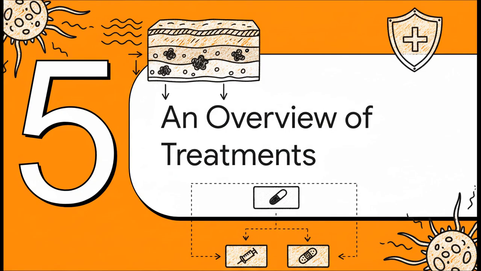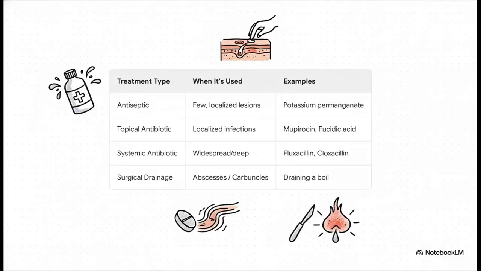So after all of that rather scary information, how are these infections actually managed? Well, the treatment strategy really depends on two things: how widespread the infection is and how deep it's gone. Let's look at a simple breakdown. This table lays it out pretty clearly. For just a few minor spots, a simple antiseptic wash might be all that's needed. For a more localized infection like impetigo, a topical antibiotic cream is usually the next step.